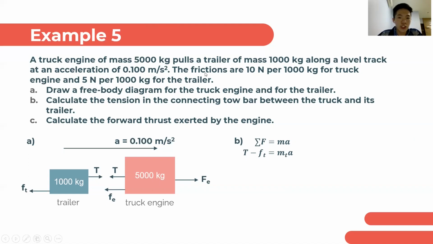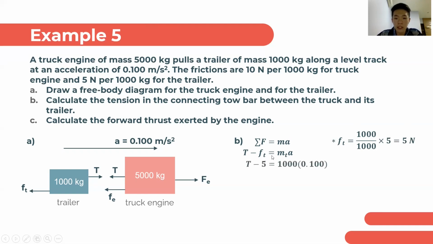It is given in the question that the friction is 5 newtons per 1,000 kilograms for the trailer. So we need to find how many 1,000 kilograms there are in the mass of the trailer, which is 1,000 kilograms. In order to do that, we divide 1,000 by 1,000. So 1,000 over 1,000 multiplied by 5 gives us 5 newtons.